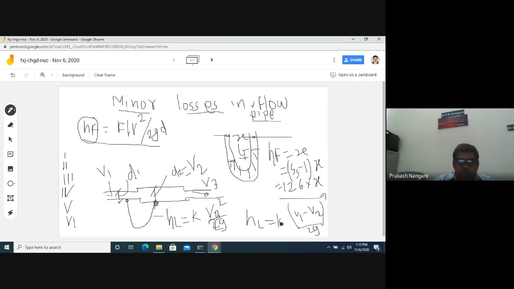Now in this experimental setup, you directly get the pressure difference as a measure of hydraulic loss with the help of a U-tube differential manometer. Then you can work out this K value. So this is the way to find out the minor losses.